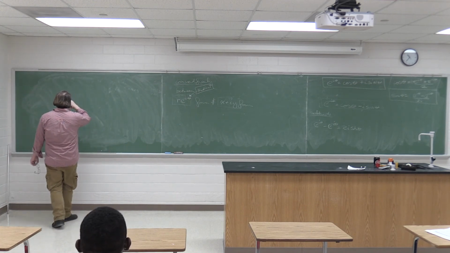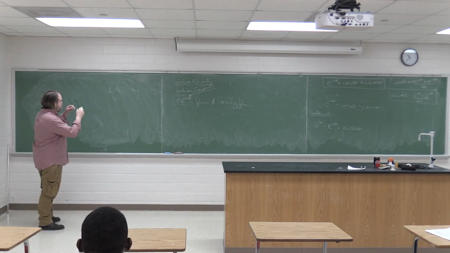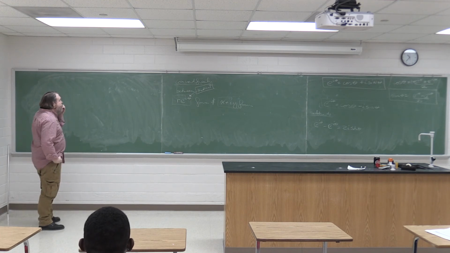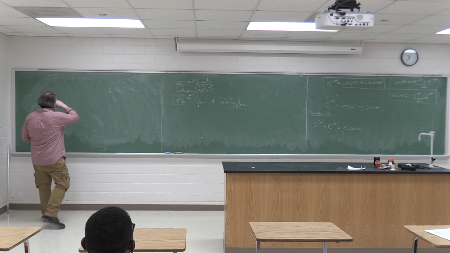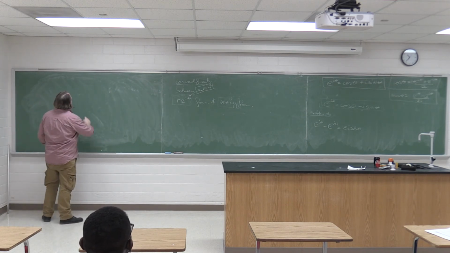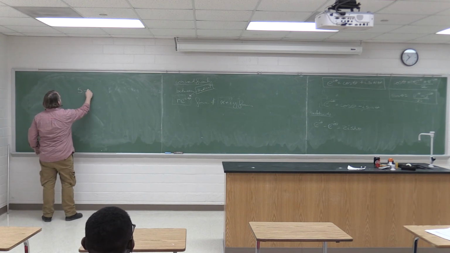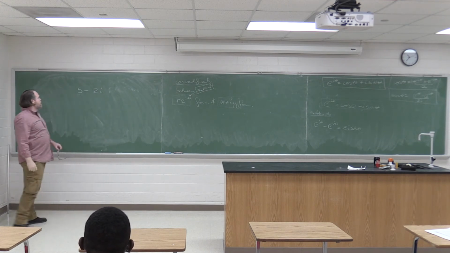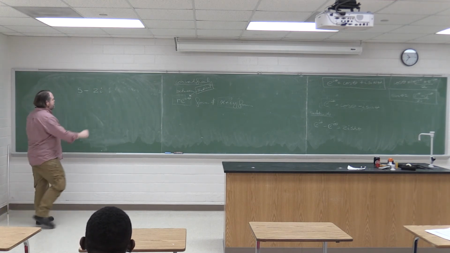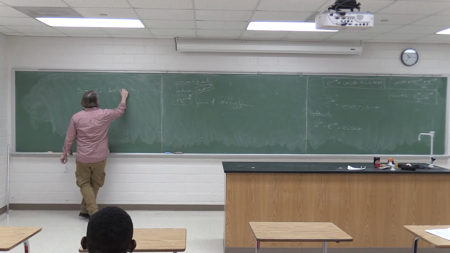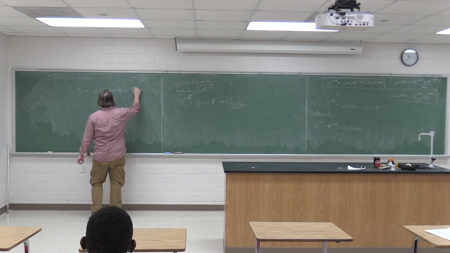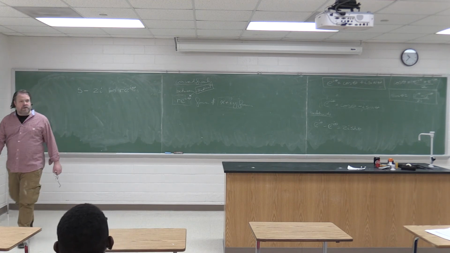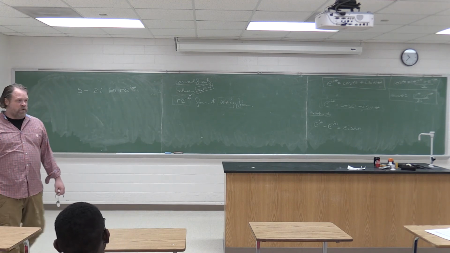Now, let's do a couple practice examples, then I'll throw a curveball or two at you. So let's take 5 minus 2i and convert it into the x plus iy form.